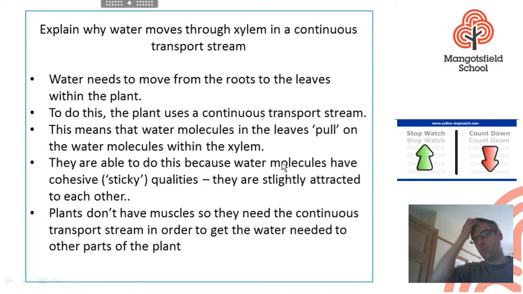Then, water moves in a continuous transport stream. So water molecules in the leaves help to pull up water molecules within the xylem. When water gets used up in the leaf and when it sometimes escapes the leaf through transpiration, then some of the water molecules at the top of the leaf help to pull water molecules up from lower down the leaf. They do this because water molecules have a slightly sticky quality. They are attracted to each other. So plants have a continuous transport stream to help the water move right up to the top of the plant.